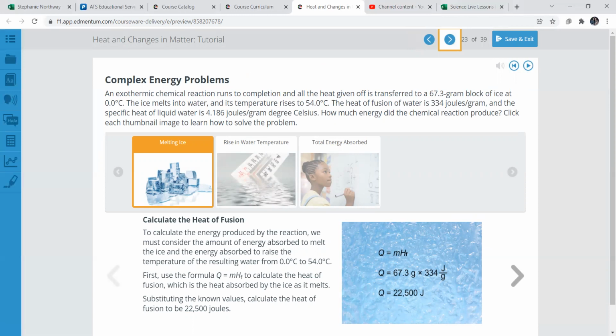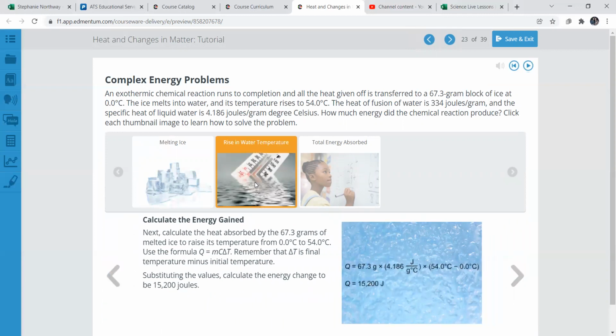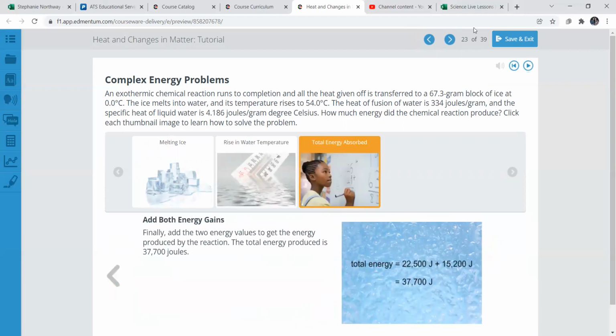Melting ice. Calculate heat of fusion. So this is what happens when melting ice. Rise in water temperature, what goes on, and then total heat absorbed, what is happening.